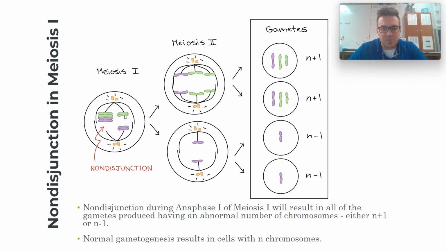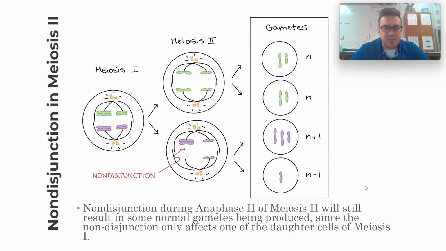The homologous chromosomes are supposed to go to opposite ends of the cell during anaphase 1, but that's not what's happening. These three replicated chromosomes will go into a cell that will then go through meiosis 2, and this one will go into a cell that goes through meiosis 2. When those sister chromatids separate in meiosis 2 like they're supposed to, you wind up with cells that either have an extra chromosome, or N plus 1, or cells that have N minus 1. They're missing a chromosome.